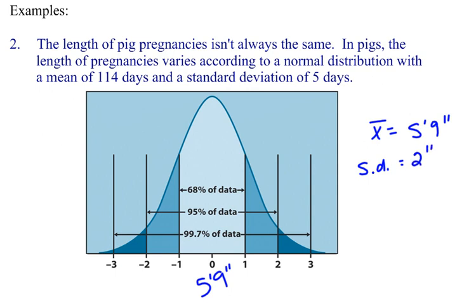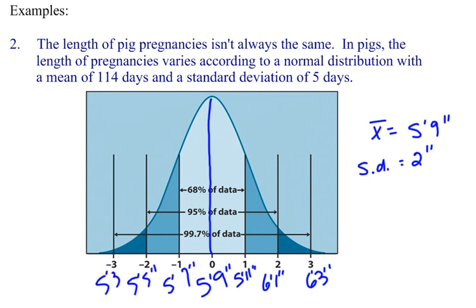So if the standard deviation is 2 inches, here's the mean in the middle of this graph. 5'9" is average. So I'm going to go up by 2 inches for each one of these. After 5'9" comes 5'11", then 6'1", then 6'3". Going down, 5'7", 5'5", and 5'3". Hopefully that made sense to you.